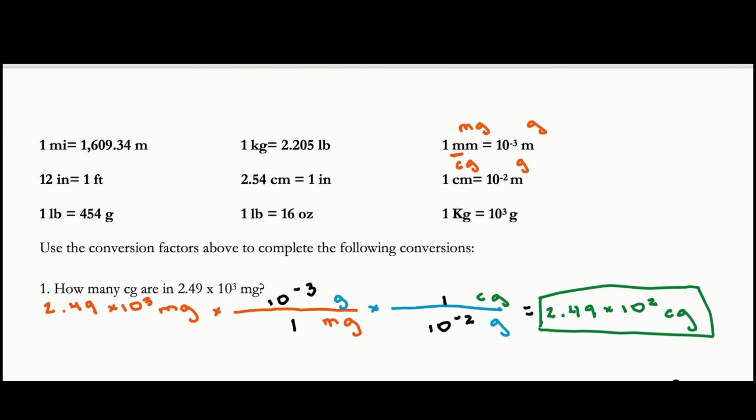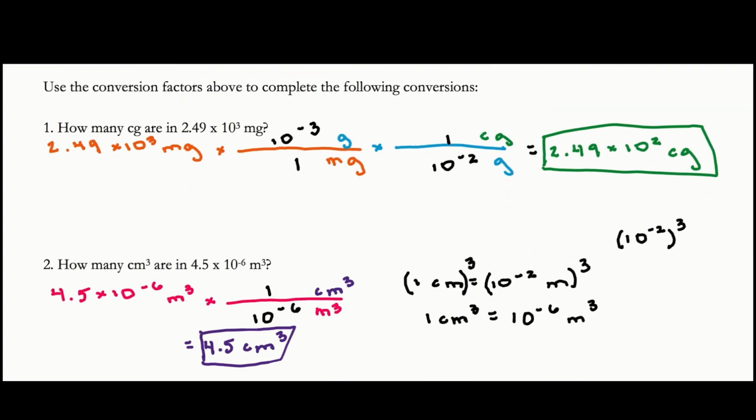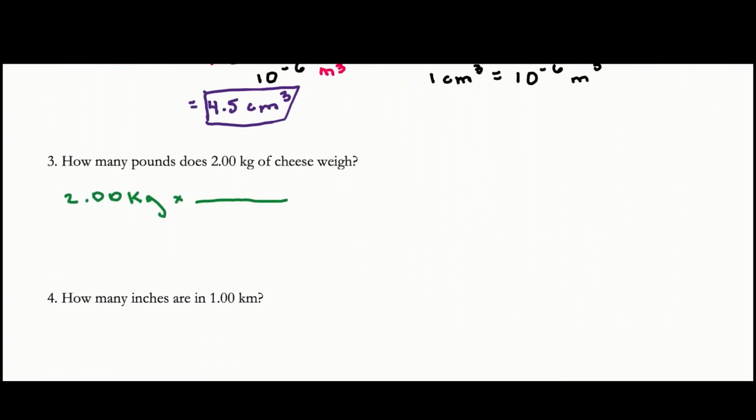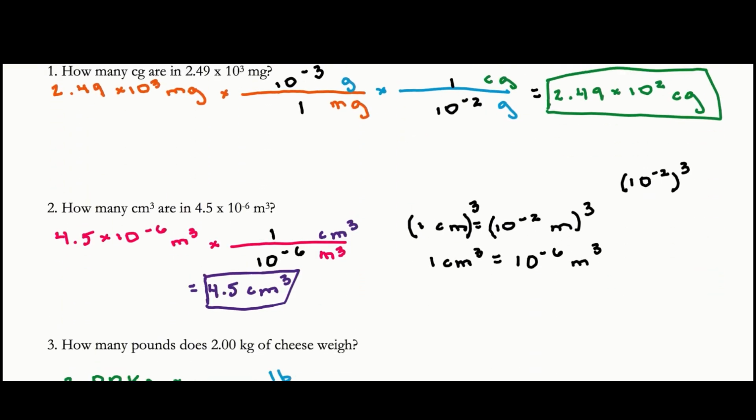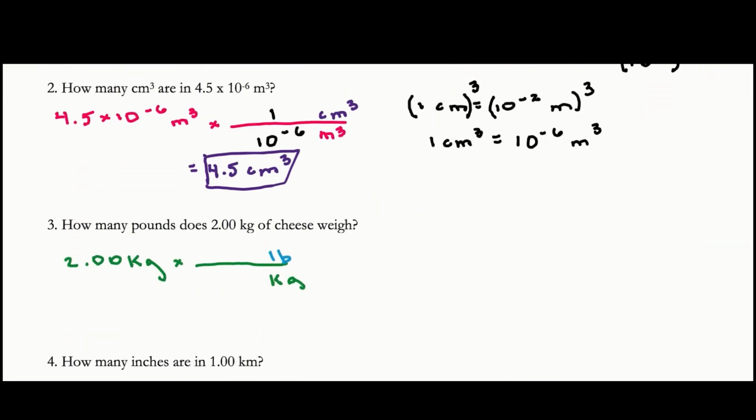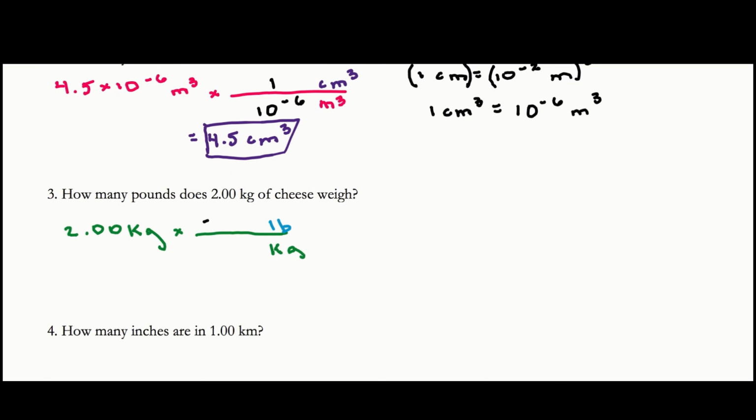So I've got that relationship right there. 1 kilogram is 2.205 pounds. So I'm going to just plug in my units and then I'll plug in the relationship. Kilograms goes on bottom. I want to get into pounds, so I'm going to put pounds on top. And just as a refresher, there are 2.205 pounds in 1 kilogram.